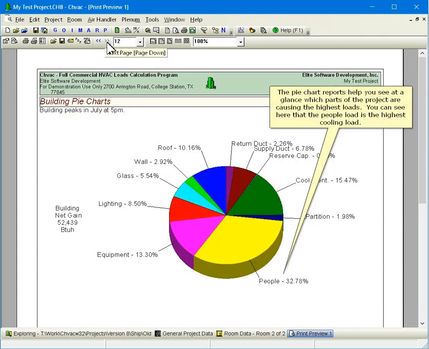The pie chart reports help you see at a glance which parts of the project are causing the highest loads. You can see here that the people load is the highest cooling load.